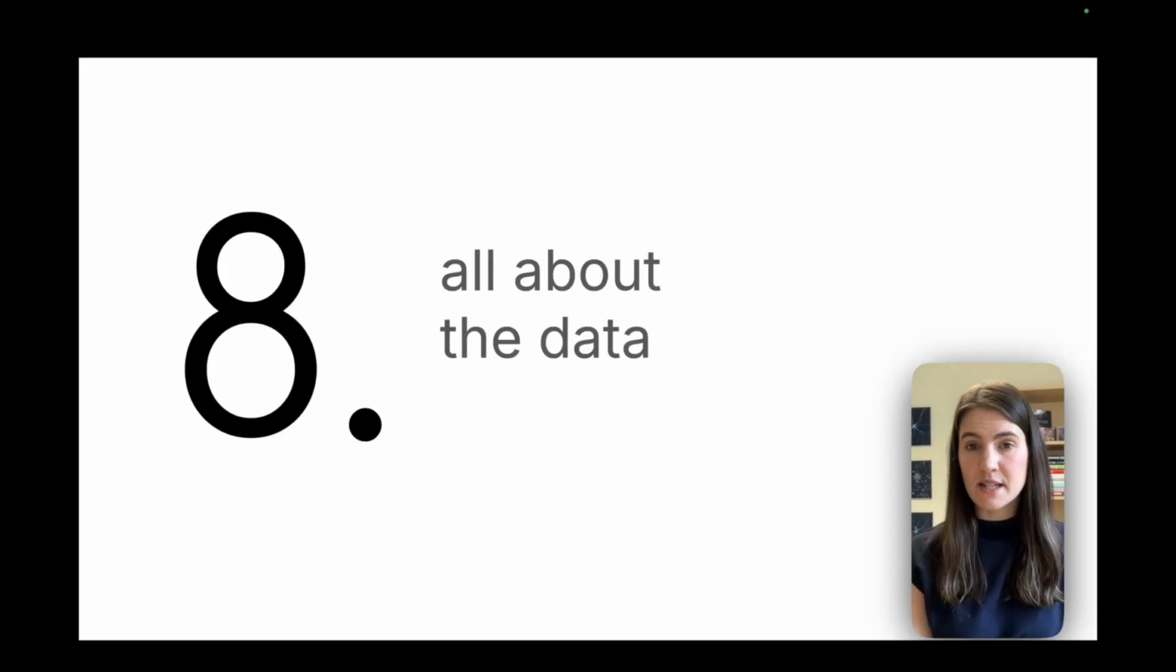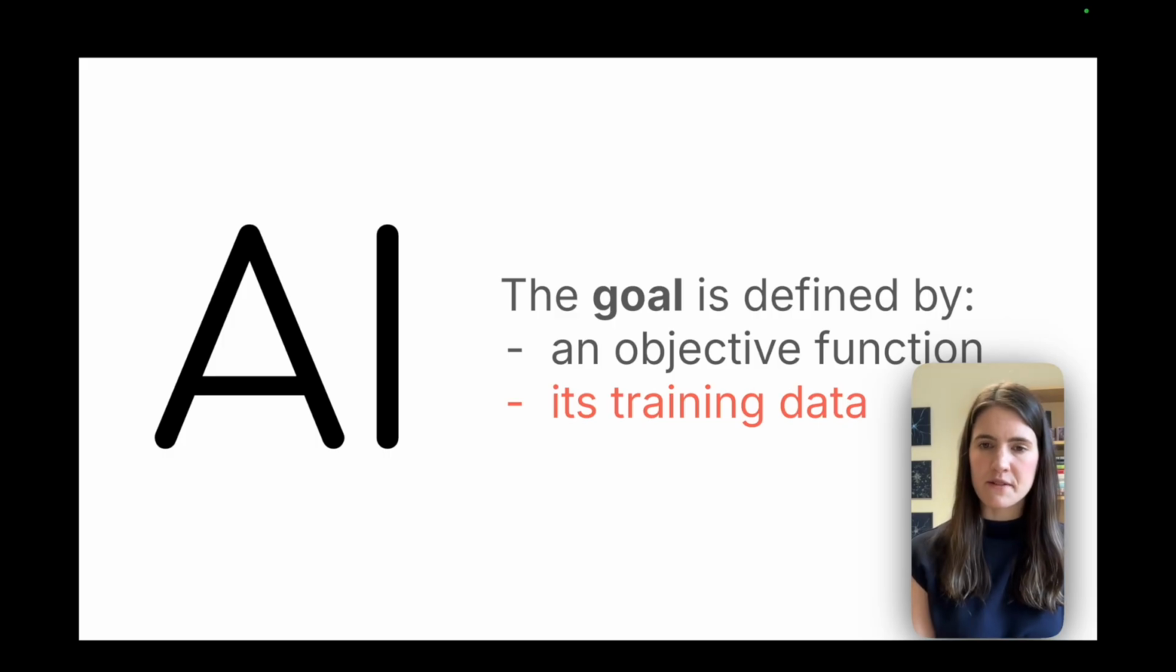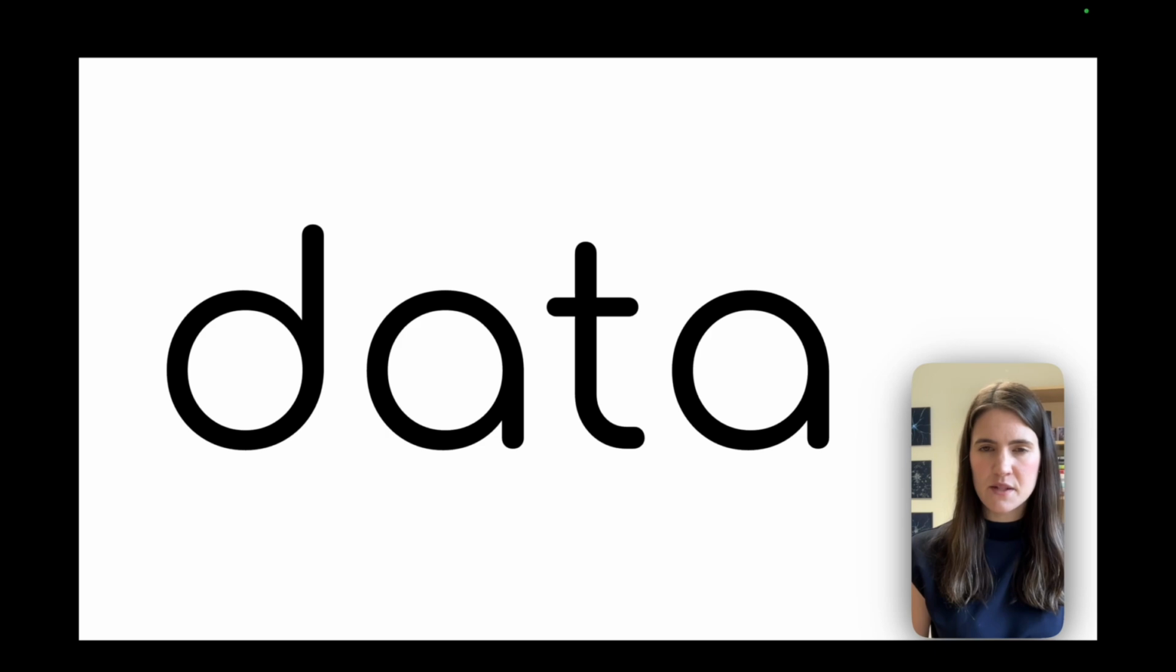Welcome to episode 8. Today we're talking all about the data. When we introduced AI and the definition of AI in episode 1, we introduced it as machines pursuing goals. And we said that the goal is defined by two things: an objective function, which we've talked a bit about, and its training data, which we haven't talked as much about. So today's focus is going to be around data.